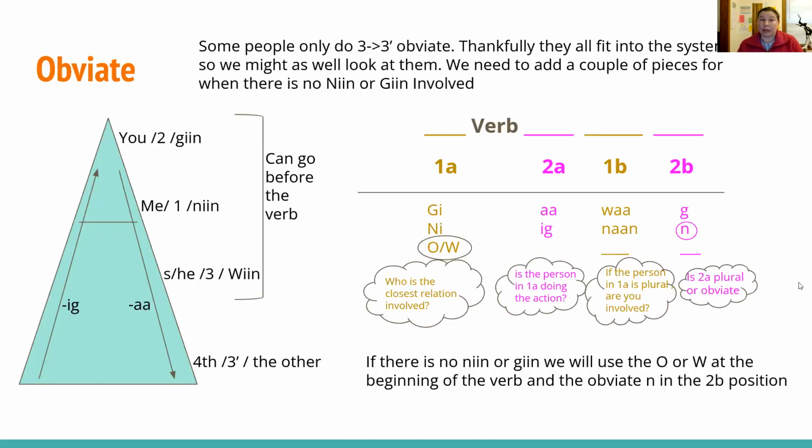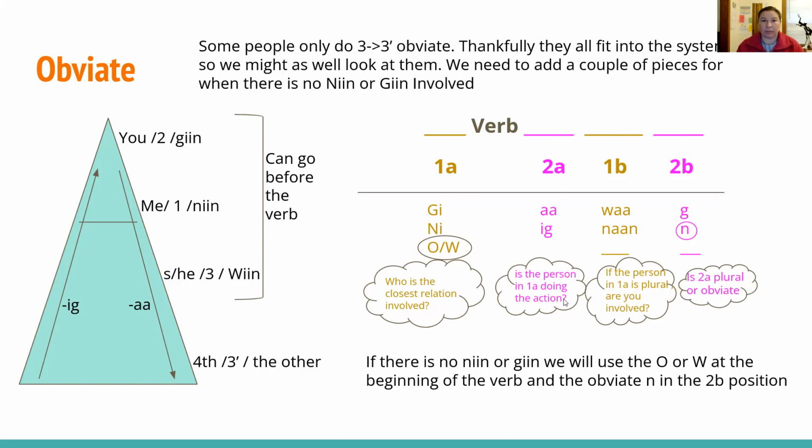So this is how the chart looks all together. So if you're doing all of the conjugations, including the third person, so me to third person, you to third person to us, or if you're talking about obviate, these are the questions you're going to want to ask as you go through. And here are the options you're pulling from.